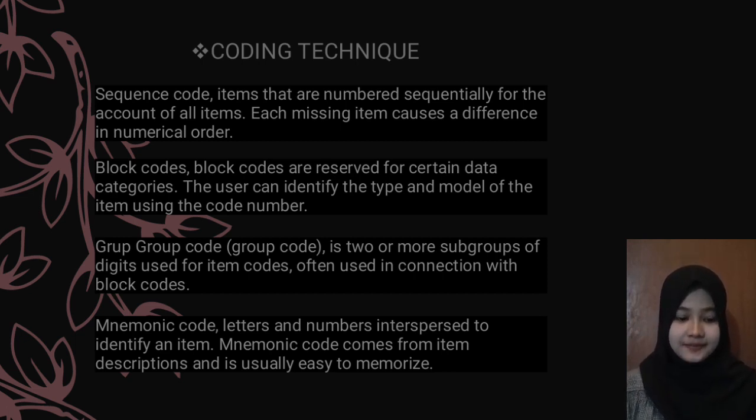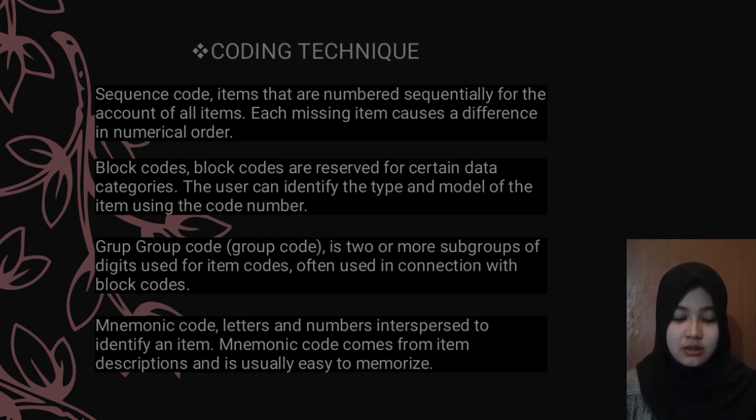Coding technique. Sequence codes are items that are numbered sequentially for the account of all items. Each missing item causes a difference in numerical order. Block codes. Block codes are reserved for certain data categories. The user can identify the type and model of the item using the code number.